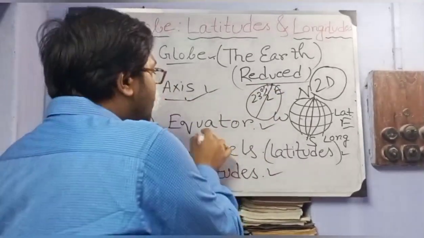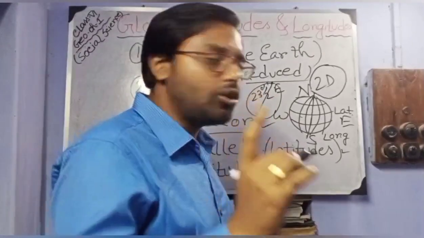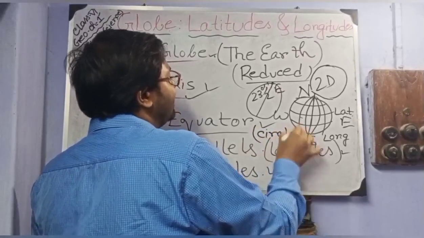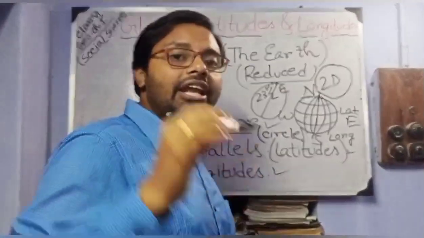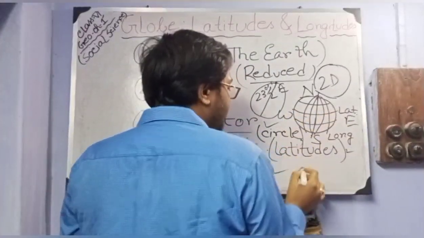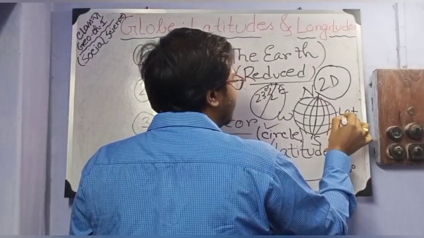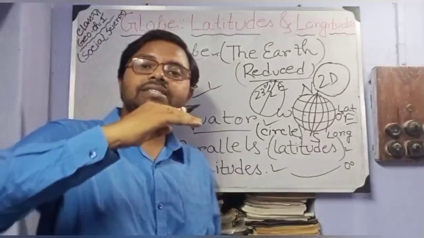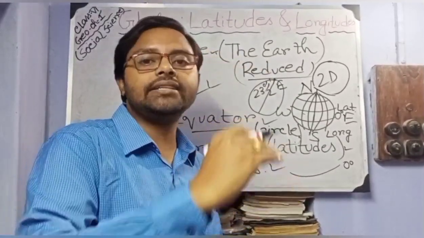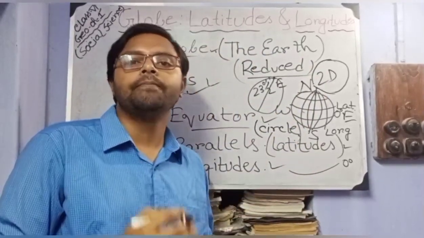Okay. Now equator, what is the equator? Equator is an imaginary circle. Always remember that the equator is a circle. Equator is the imaginary circle in the middle of the Earth, flowing from west to east, which divides the Earth into two halves, that is two hemispheres, the northern and southern hemisphere. That is the equator.